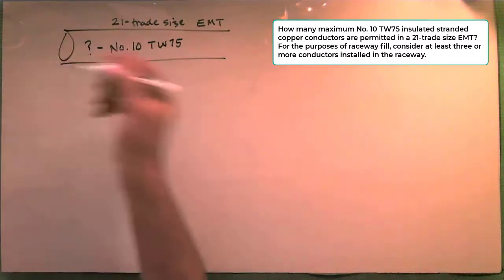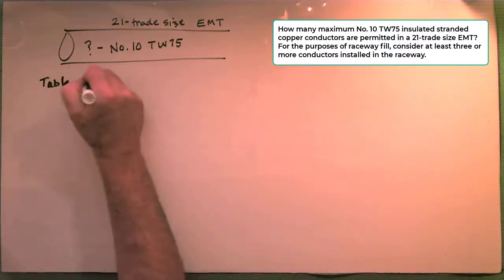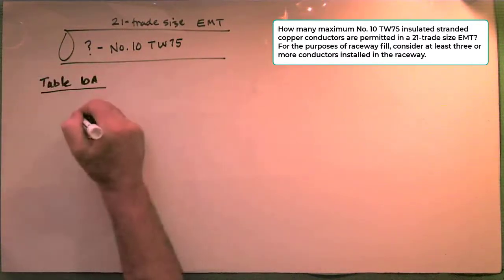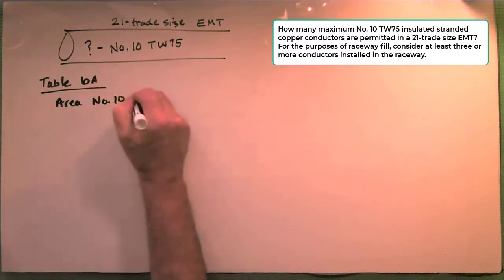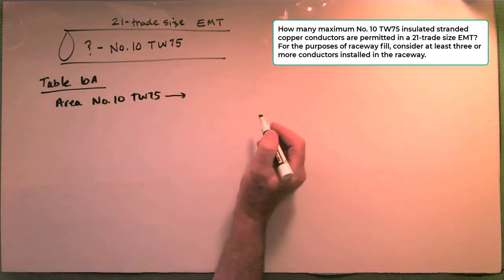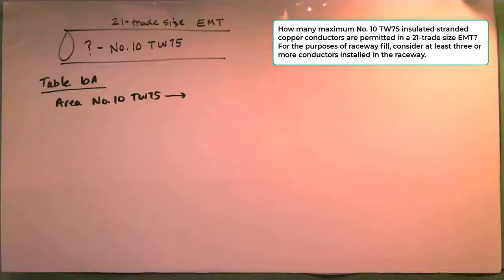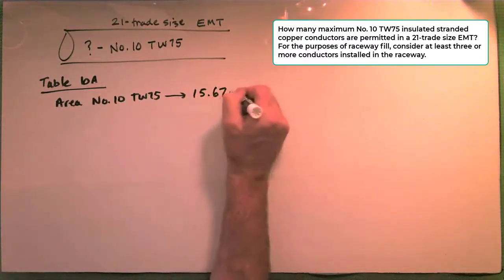Okay, so the first thing, I would go to table 10A first. I'd look up the area of a number 10 TW75. What is it? 1363? Or no, I'm thinking T90 maybe. What's size? 1567? So on table 10A, number 10 TW75, 1567.